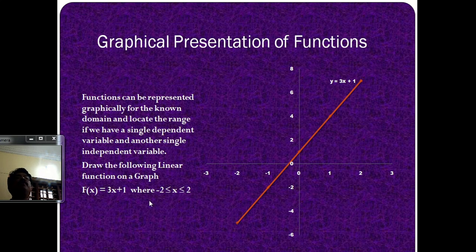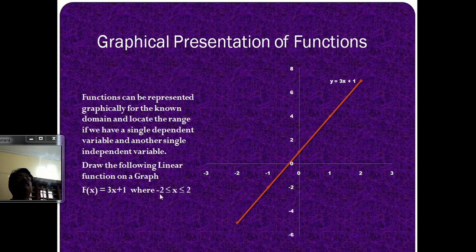How will you find out the y values? Substitute the value of x in this equation. For example, when x is equal to -2, 3 into -2 is equal to -6. -6 plus 1 is equal to -5. So when x is equal to -2, y is equal to -5. From where do you get -5?